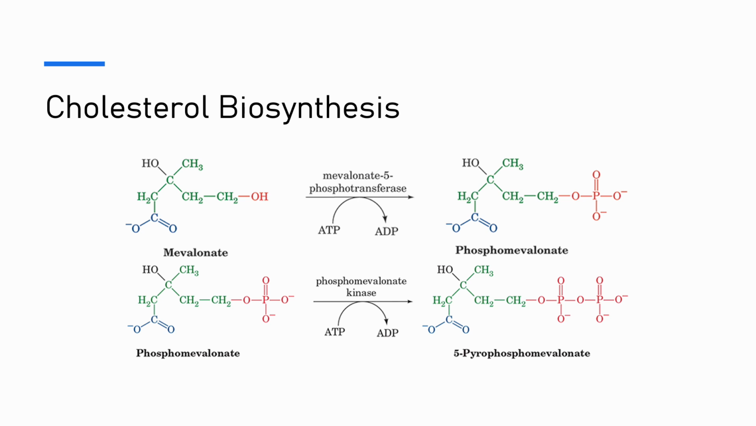phosphomevalonate with the help of the enzyme mevalonate 5-phosphotransferase. And then the phosphomevalonate gets converted to 5-pyrophosphomevalonate with the help of the enzyme phosphomevalonate kinase.